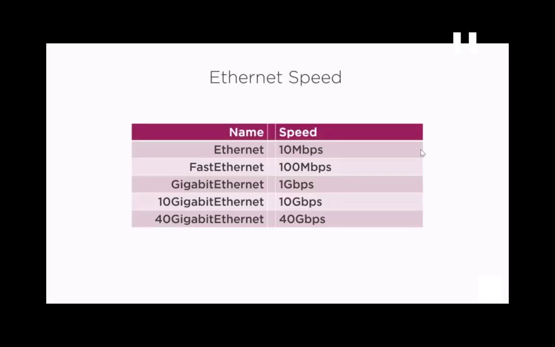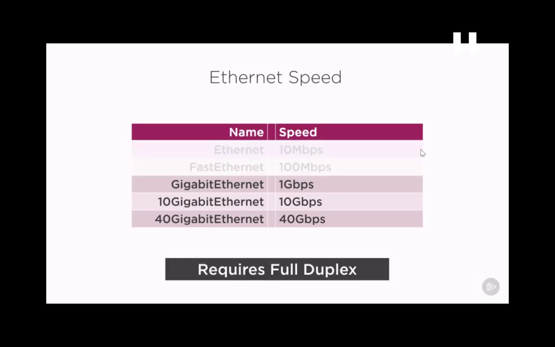As I have discussed, there are multiple types of speed in Ethernet networks. For example, 10 Mbps, 100 Mbps, 1 Gbps, 10 Gbps, and 40 Gbps. The first two support half duplex communication, but the last three require full duplex communication. Half duplex communication is required only for very old and few devices, but nowadays we are using only full duplex networks.